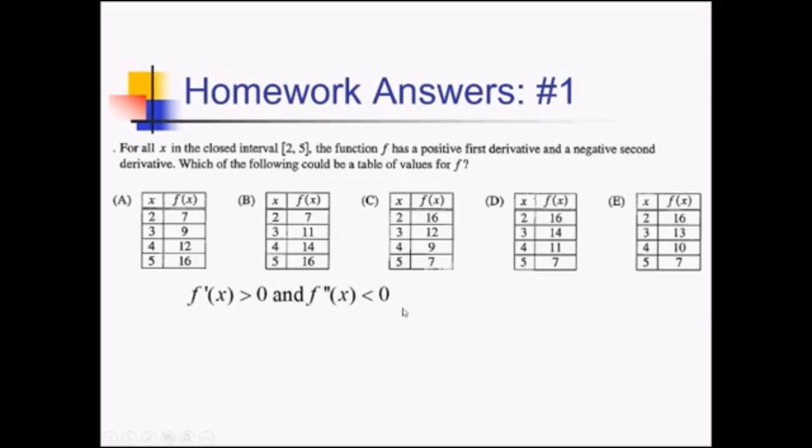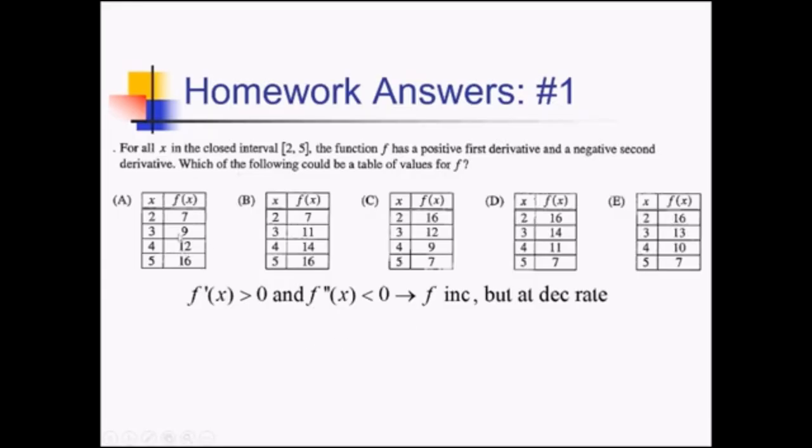Well, what does that mean? It means that the function f, because of f prime being greater than 0, f is increasing, but since f double prime is less than 0, we're increasing at a decreasing rate. So we're increasing the function, it's climbing, but it's slowing down. So which answer matches all that? Let's look at each of them and see what we can eliminate.